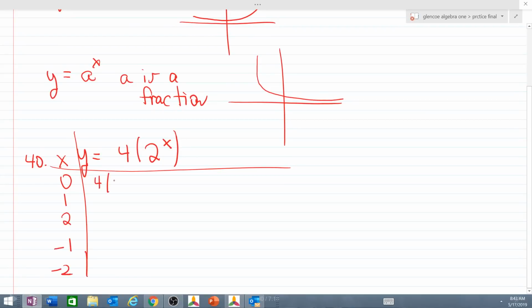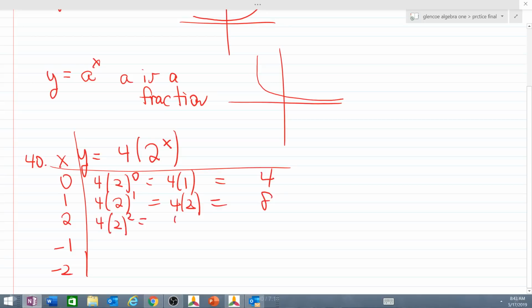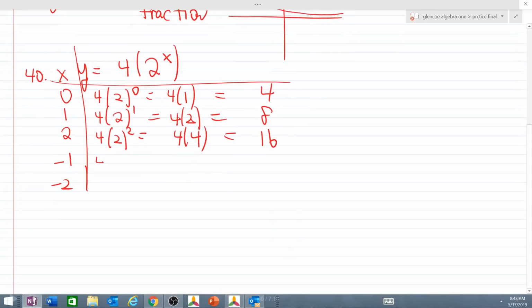This is going to be 4 times 2 to the 0, which is 4 times 1, correct? This is going to be 4 times 2 to the 1, which is 4 times 2, or 8. This is going to be 4 times 2 to the second, which is 4 times 4, or 16. And this is going to be 4 times 2 to the -1, which is 4 times 1/2, which is what? 2. And this is 4 times 2 to the -2, which is 4 times 1/4, which is 1.